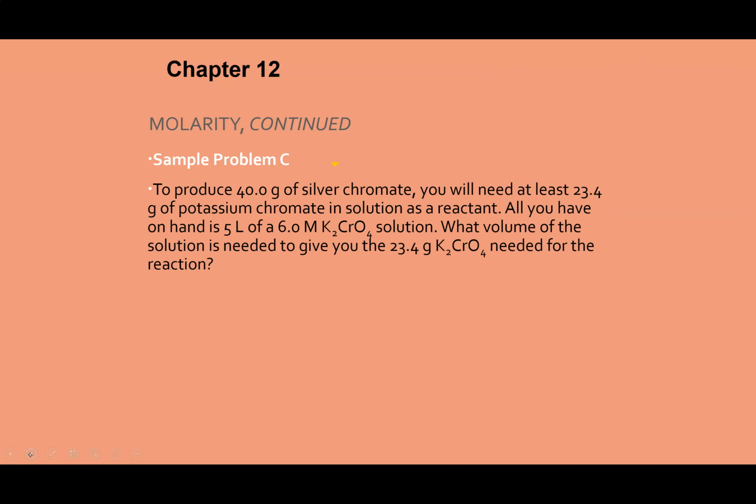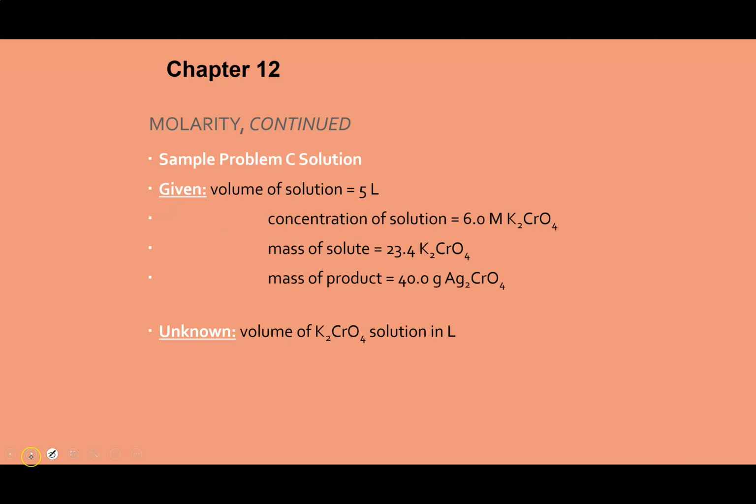Moving on to problem 3 on molarity. This one says to produce 40 grams of silver chromate, you will need at least 23.4 grams of potassium chromate in solution as a reactant. All you have on hand is 5 liters of a 6 molar potassium chromate solution. What volume of the solution is needed to give you the 23.4 grams needed for the reaction? Okay, so let's break this problem down into our given and our unknown. Our goal is volume of a solution, and we know it's a molarity problem.